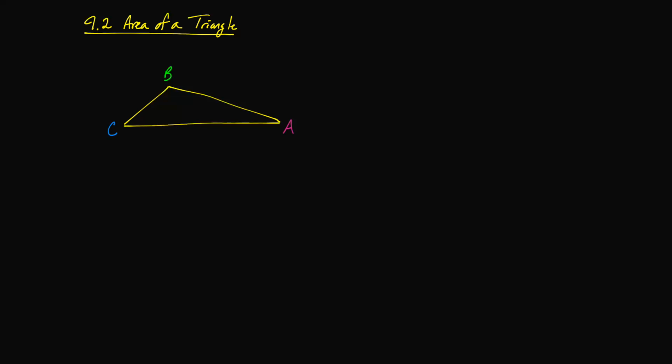Hello class. Today we're going to be working on section 9.2, the area of a triangle. So let's start off by copying down the triangle I have below labeled A, B, and C. And if you note, this triangle is different from the ones we've been working with recently. This triangle is not a right triangle.